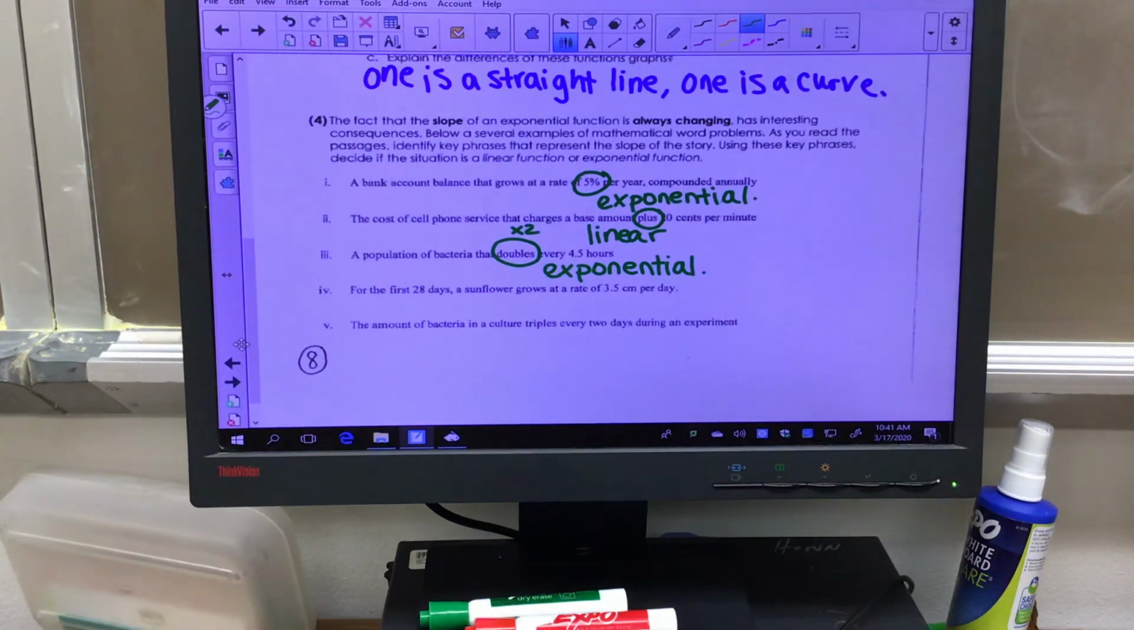For the first 28 days, a sunflower grows at a rate of 3.5 centimeters per day. So that means every day it's adding on 3.5 centimeters. Well, we know that's linear. The amount of bacteria in a culture triples every 2 days during an experiment. Triples means times 3. That's exponential.